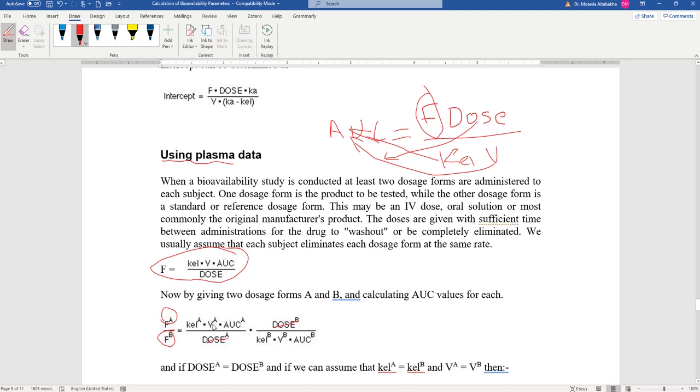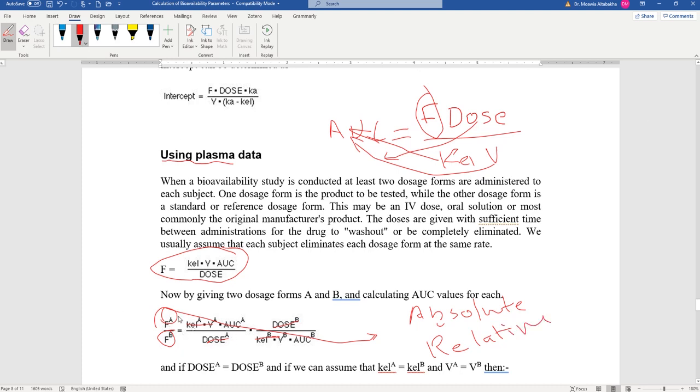Now, you remember that KEL and V are related to drug and patient, not formulation, to drug and patient. I am using the same patient or the same subject, and both of them having the same drug, so I can cancel this one with this one. Sorry, not with A, you see, with this one. Okay? So I can cancel this one with this one. What is left? AUCA over AUCB. So what we get here, this ratio, we either call it absolute bioavailability, or relative bioavailability.